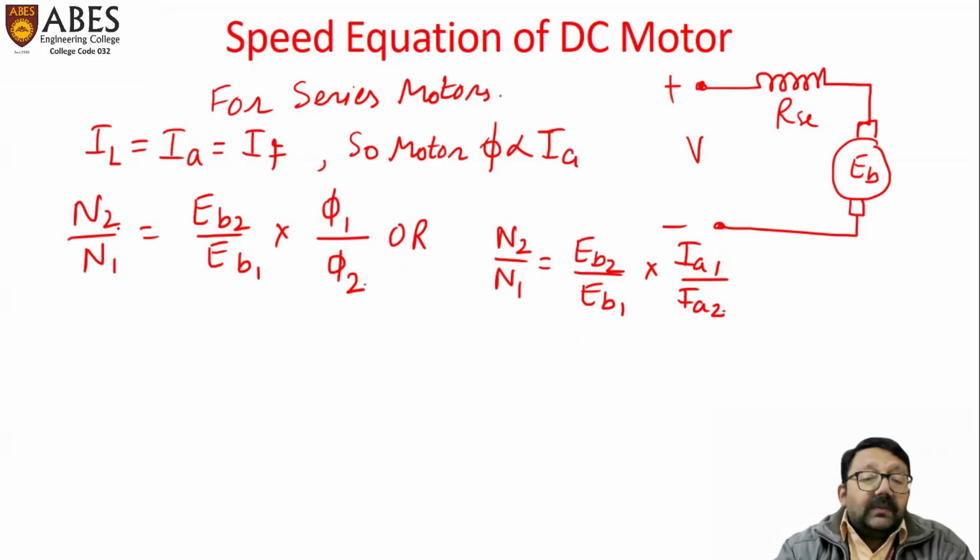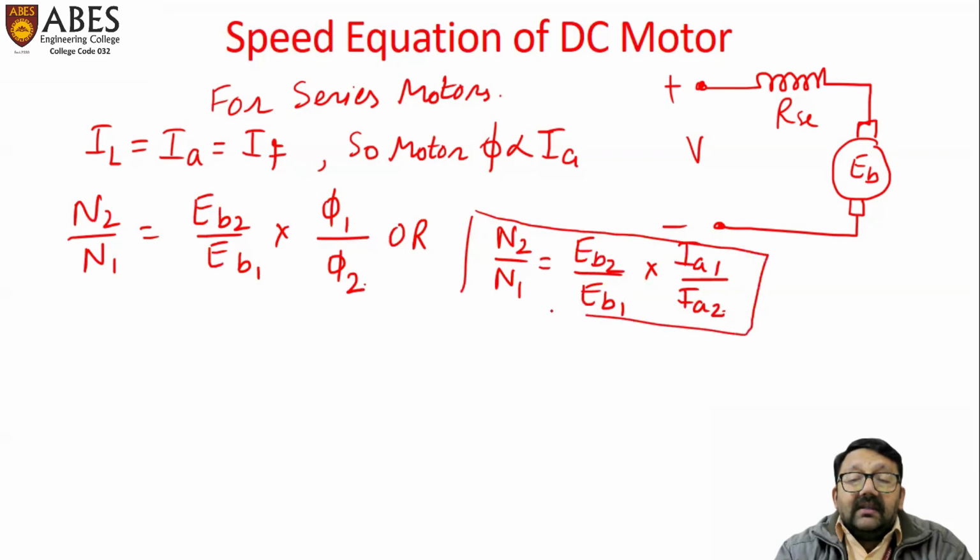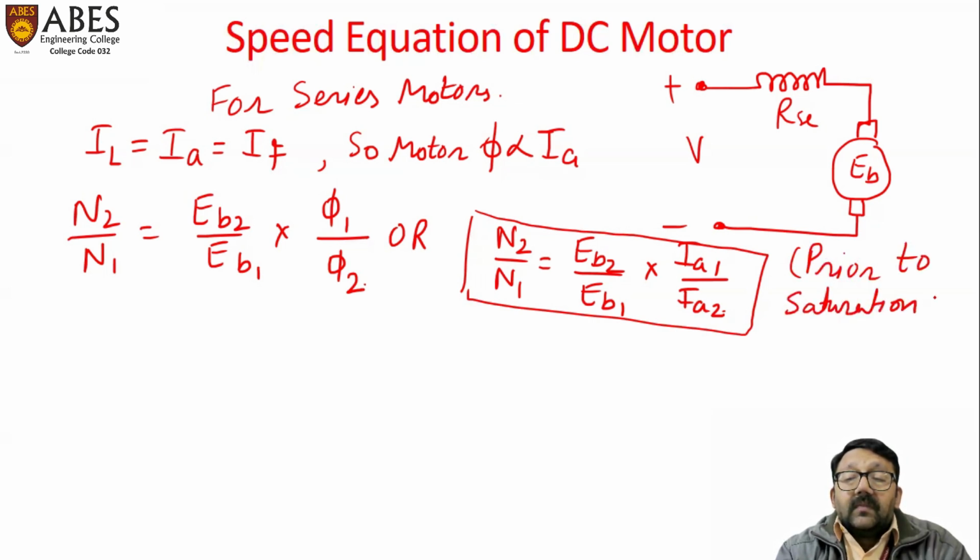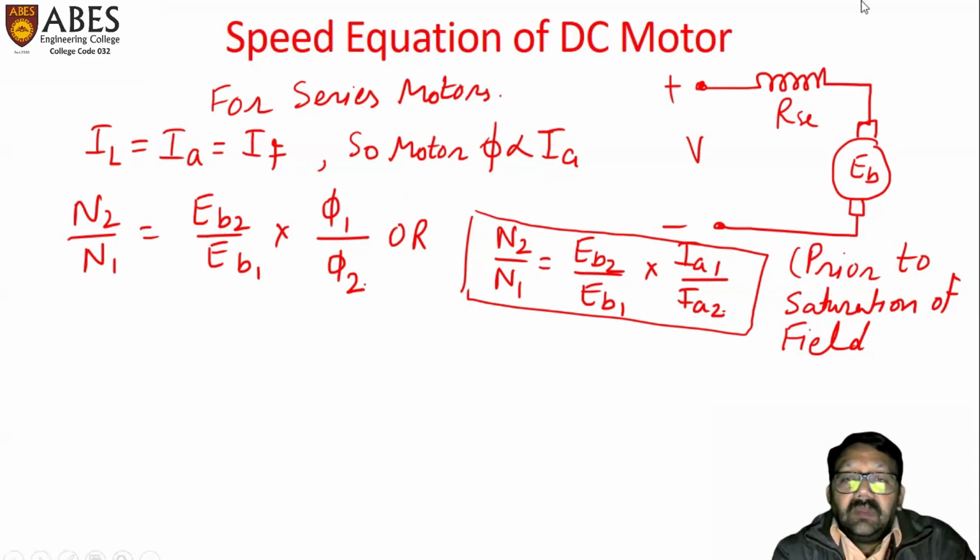Now, this speed equation is valid in series motor till the series windings are not saturated, or we can say prior to saturation of field. Means we are assuming that this armature current or field current is directly proportional to the flux. So by increasing flux, the value of armature current is also increasing.